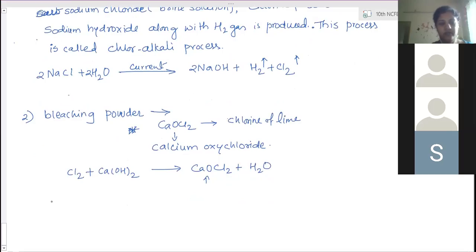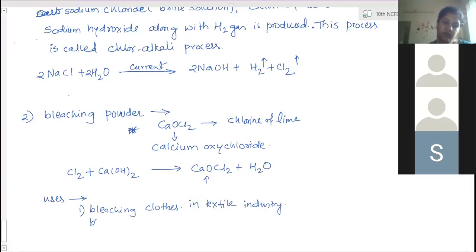Uses. Where we use it? Bleaching cotton in textile industry, and bleaching wood pulp in paper industry.